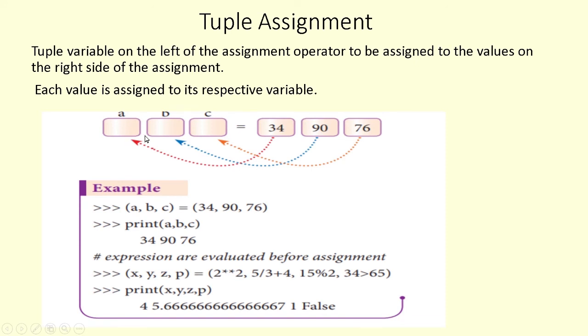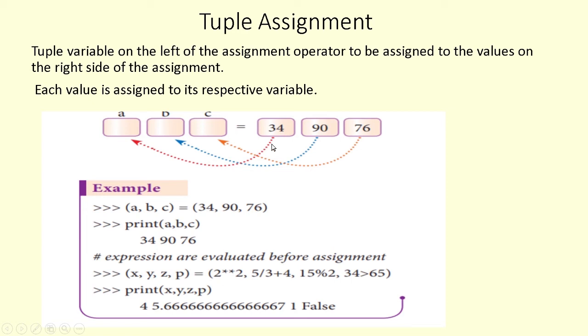So each value is assigned to its respective variable. Now we shall see the example given so you can understand. So I have given a, b, c is equal to 34, 90, 76. So I have given the tuple on the left side, values on the right side. So this is how we can assign values to a tuple.